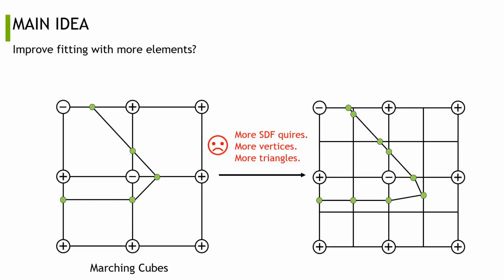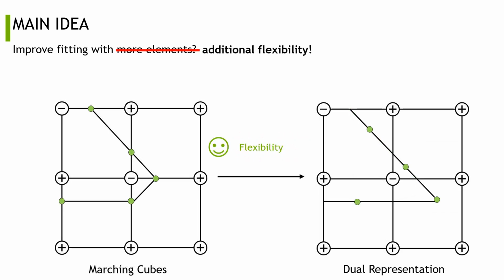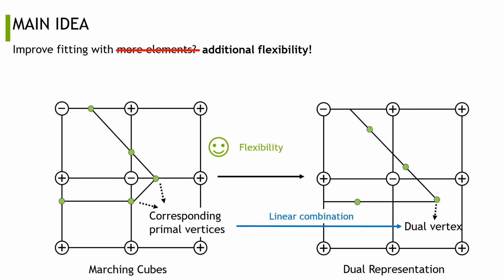Our key insight is that instead of improving the fitting with more elements, why not give each vertex additional flexibility for local adjustment? Moreover, because marching cubes vertices have well-defined gradients, we want to express the dual vertex as a linear combination of primal vertices to overcome the divergence issues when optimizing with prior dual methods.